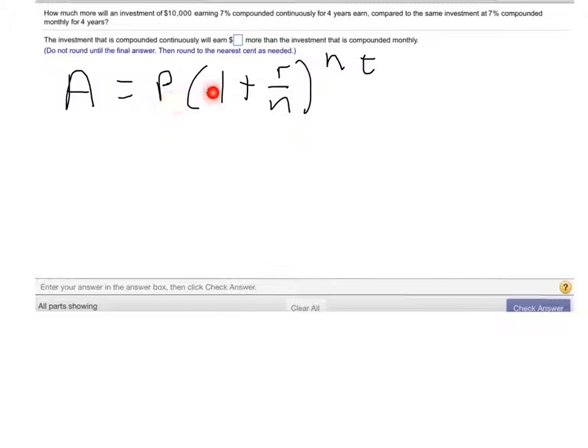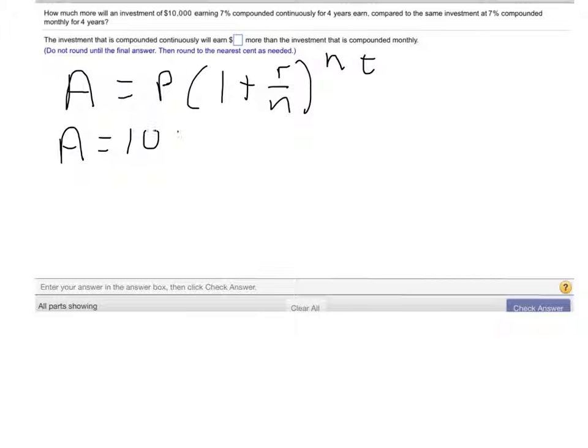And P is the principal for this problem. That's $10,000. The interest rate is 7%. N is how many times it's compounded per year. Since it's compounded monthly, N will be 12. And T is time, so it's 4 years. So let me fill in those numbers here.